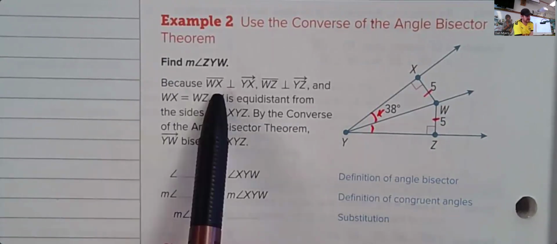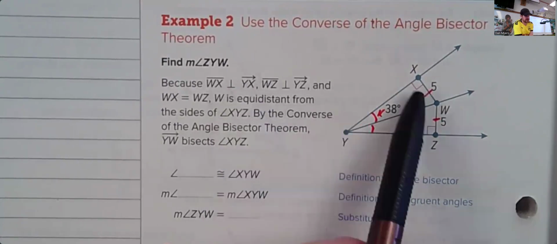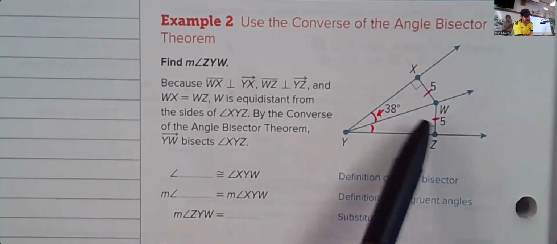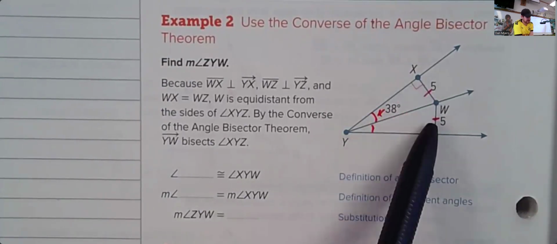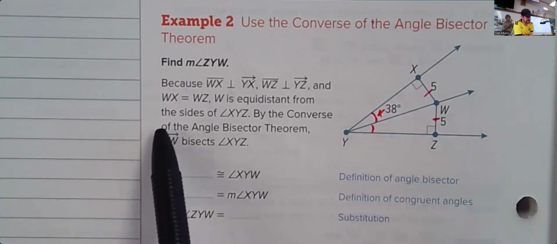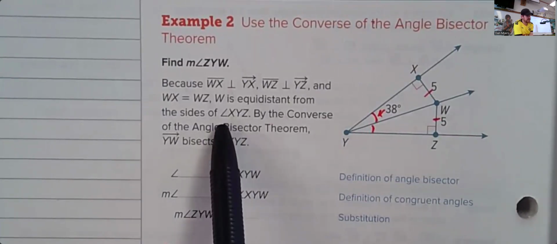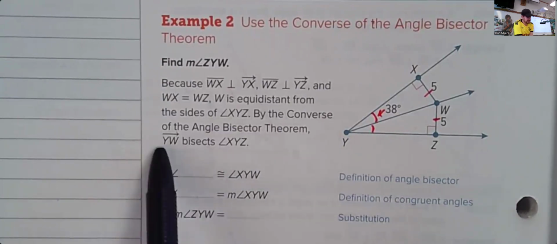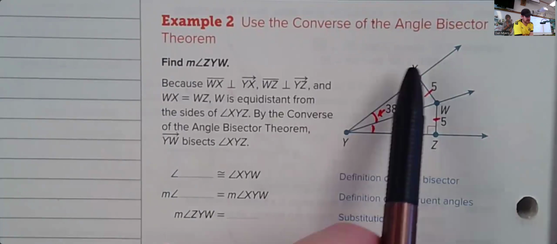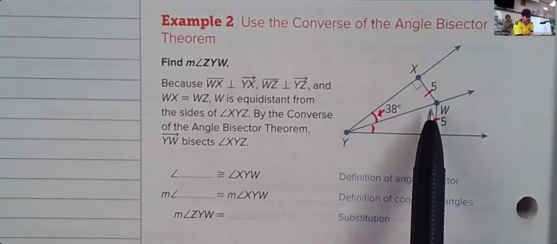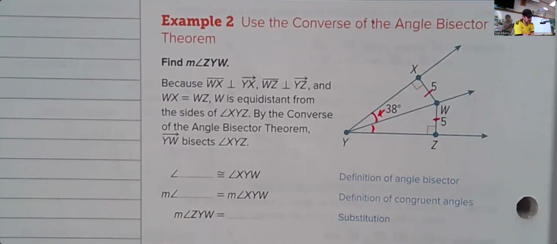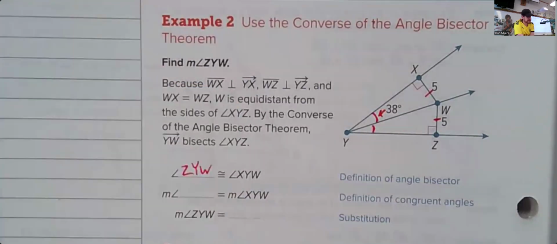So because wx is perpendicular to yx up here, and wz, this one here, is perpendicular to yz, that one there, and wx is congruent to wz, those right there, w is equidistant from the sides of angle xyz, and because of that, yw is the bisector of angle xyz, cuts it in half. So something is congruent to angle xyw. What angle is congruent to xyw? Yeah, zyw. Nice.